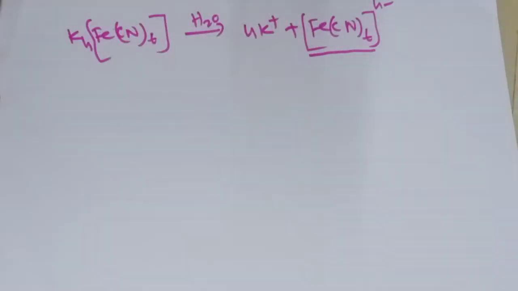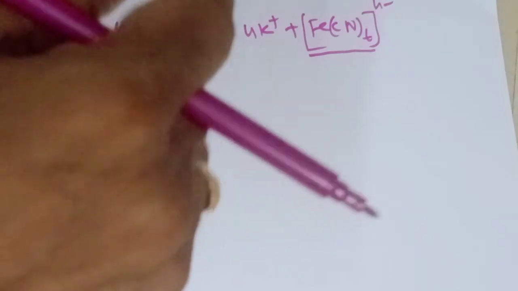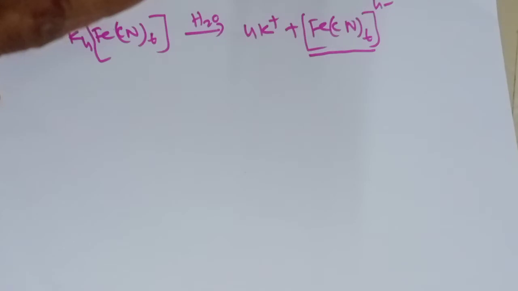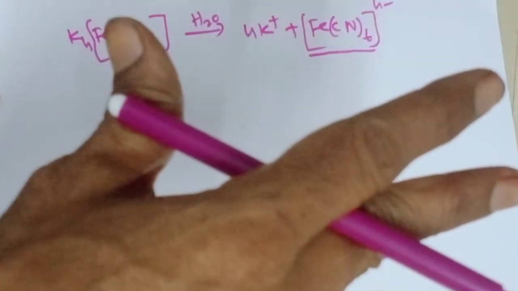But here the thing is, what is the difference between double salt and complex compound? The difference is that if you dissolve the double salt in water, it completely dissociates into its ions. We already discussed that issue.